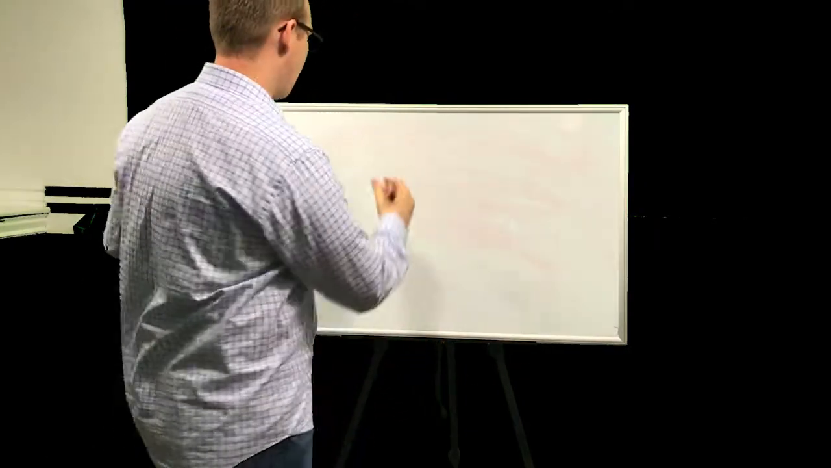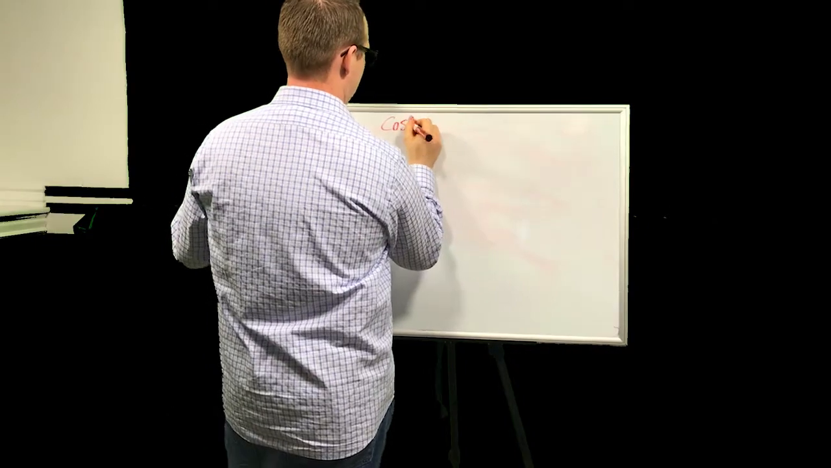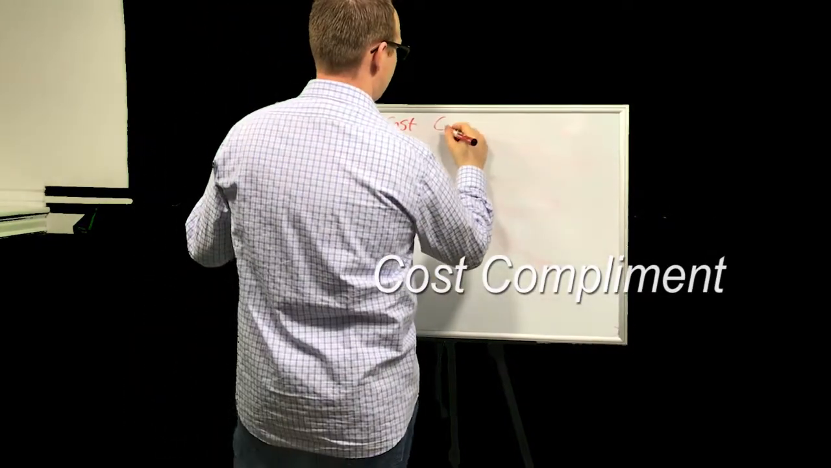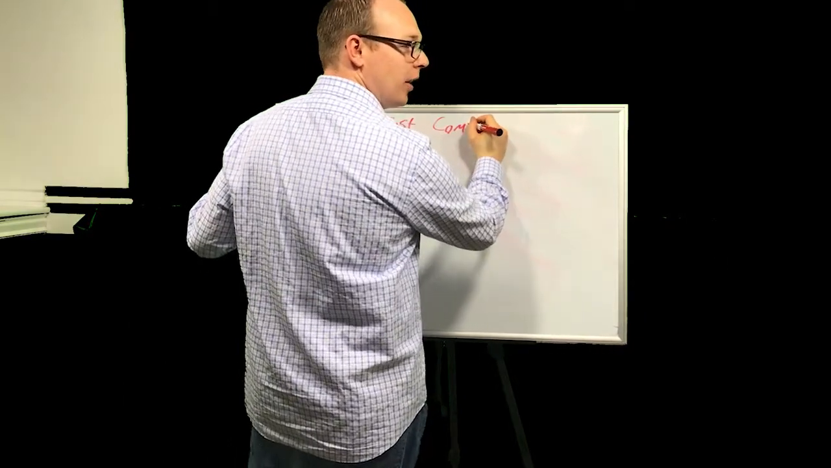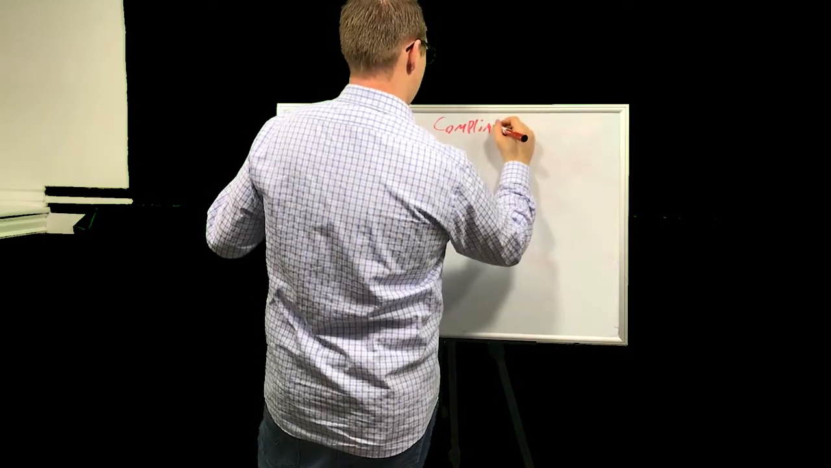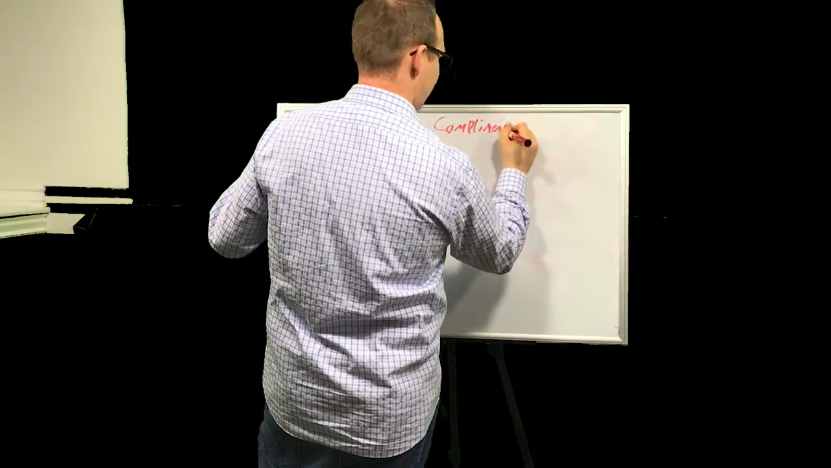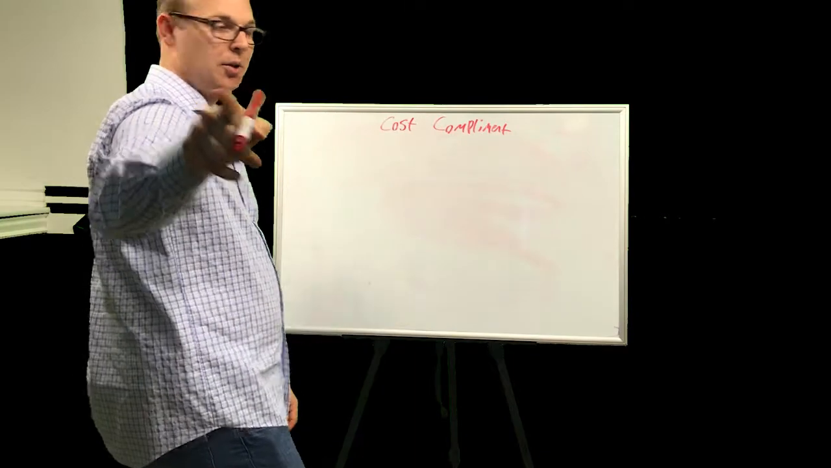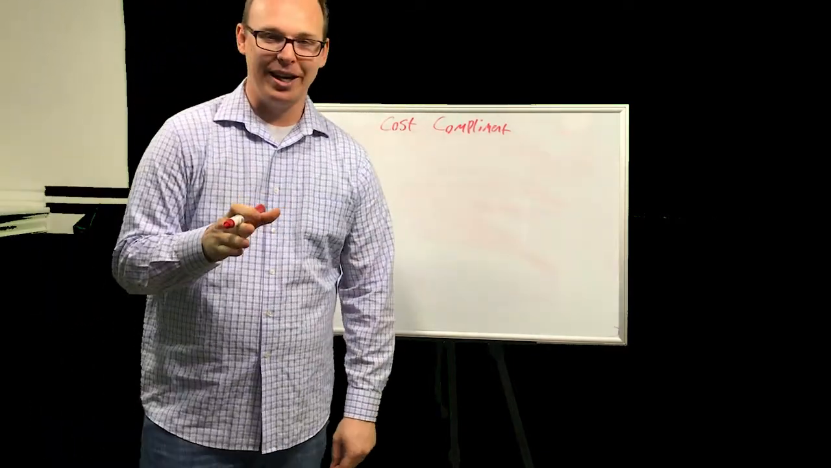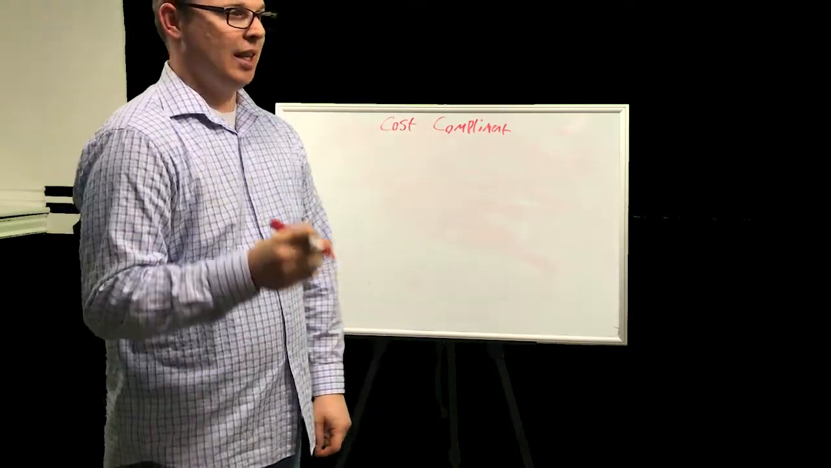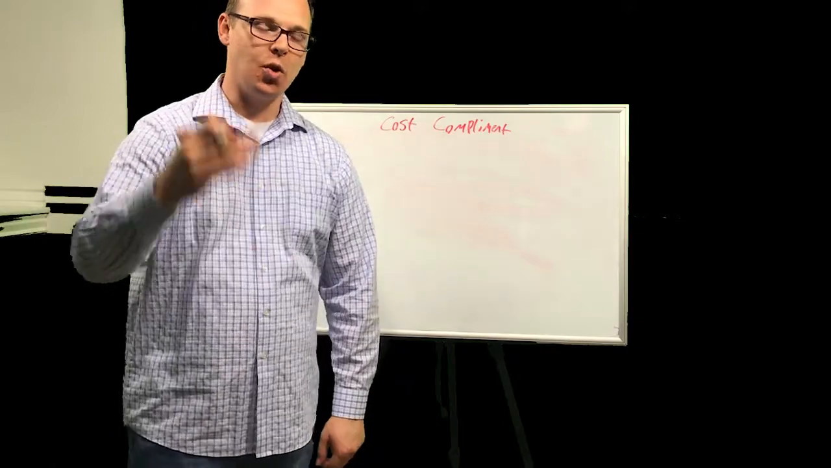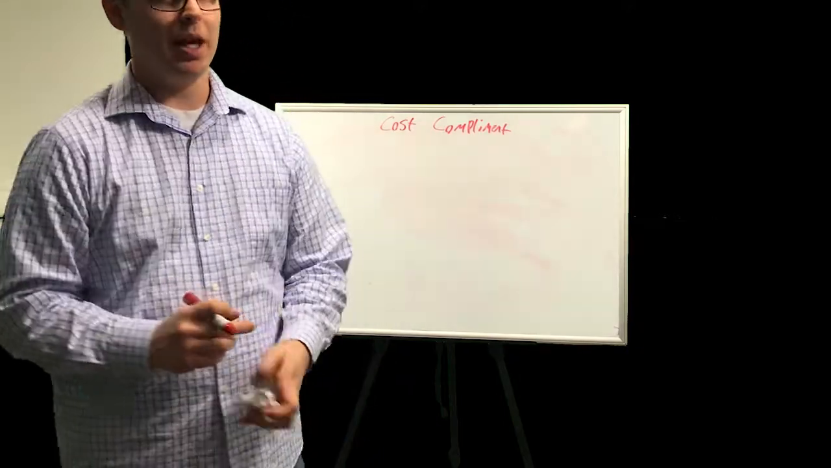The cost complement. This is a formula you need to learn, okay? This is a formula you will use a lot more than that gross margin formula. Cost complement. Did I spell that right? Don't judge me. So the cost complement formula, it's a tongue twister, isn't it? This is used for adding gross margin to your cost so you can determine the retail price.